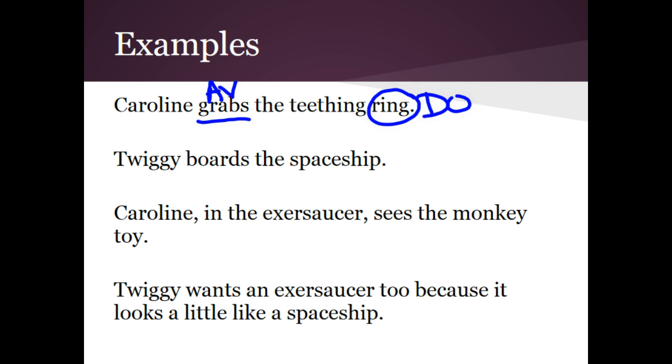Twiggy boards the spaceship. I know that the verb is boards, and that's an action verb. So I ask myself, she's boarding who or what? She's boarding the spaceship. So spaceship is my direct object there.